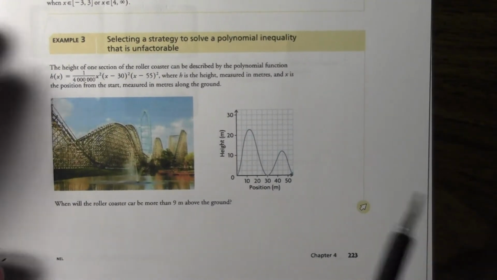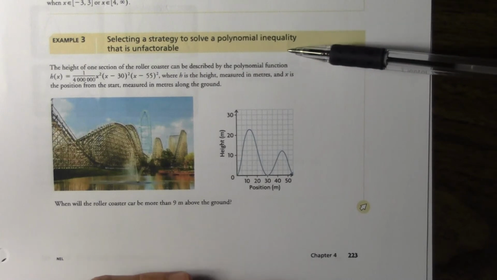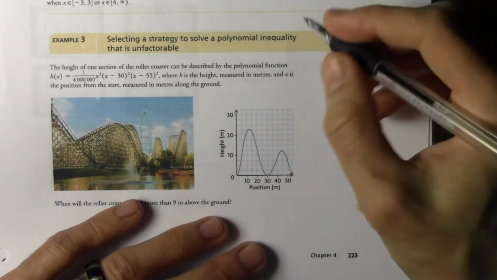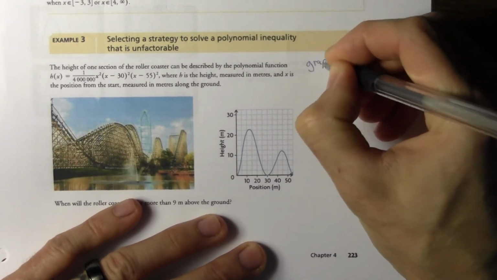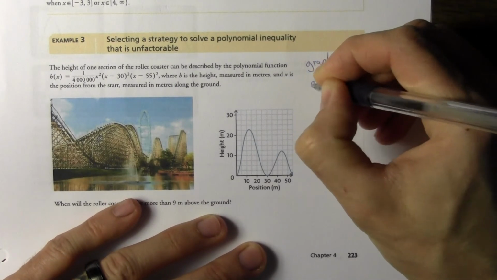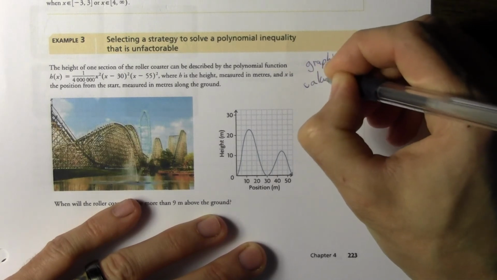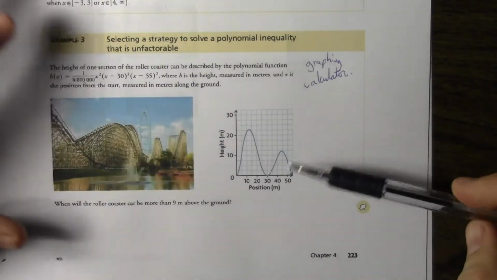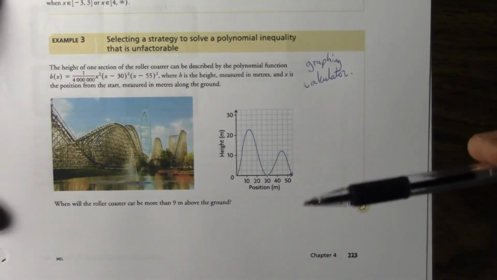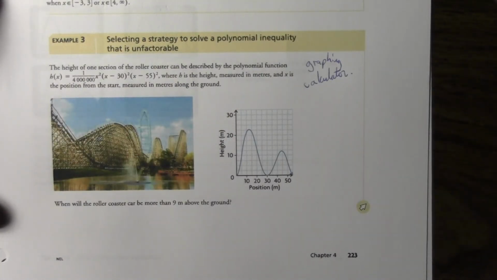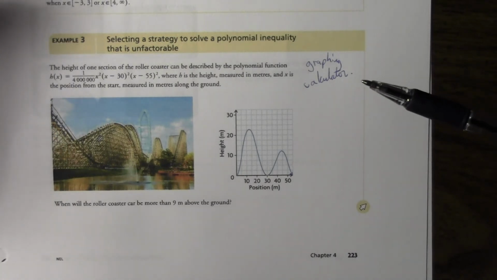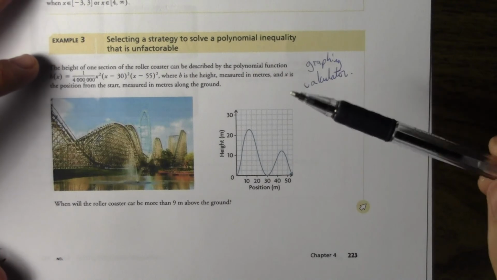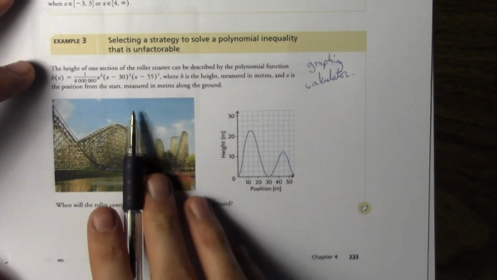Number 3, selecting a strategy to solve a polynomial inequality that is unfactorable. So this we can't do without graphing. We need a graphing calculator here. We're not going to do it, but I want to make you aware how you would solve this, okay? Because I might give you the graph, and you still need to know how to solve it. Will you ever give us a question that's unfactorable on the test? No. Yeah. There's been questions already that have been unfactorable, just like in grade 11.